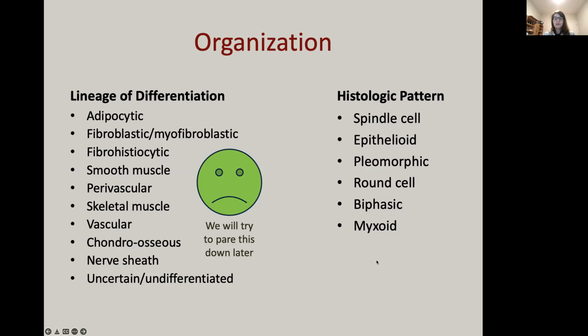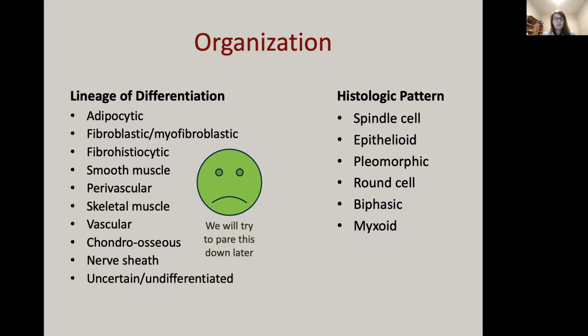So lineage of differentiation is generally things like adipocytic, fibroblastic, myofibroblastic, quote unquote histiocytic or fibrohistiocytic, smooth muscle, skeletal muscle, perivascular muscle, right? Myoid, vascular, chondro, osseous, nerve sheath, and then just purely uncertain or undifferentiated, which essentially is sort of in the realm of a fibroblastic, myofibroblastic. An undifferentiated or uncertain spindle cell could also be thought of as a fibroblastic, myofibroblastic type of cell if it's spindled, okay?